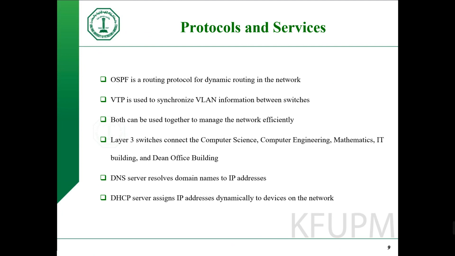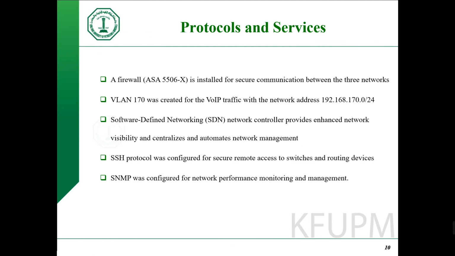A DHCP server is used to assign IP addresses dynamically to the devices on the networks. The ASA 5506-X firewall is installed to secure communication between the three networks. Also, VLAN 170 is used for the VoIP traffic. And the SDN network controller is used to enhance the network visibility and centralize automated network management.